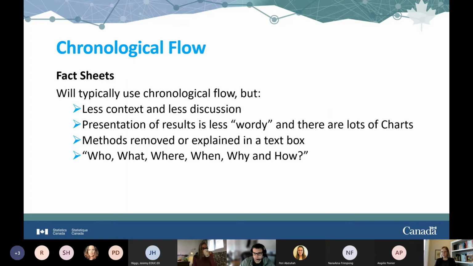Fact sheets will typically use the chronological flow, but you're going to have less context and less discussion. The presentations of the result will be less wordy, and there's a lot of visuals, and the methods could be removed or explained in the text box. So that's another way of packaging your story for the general public.